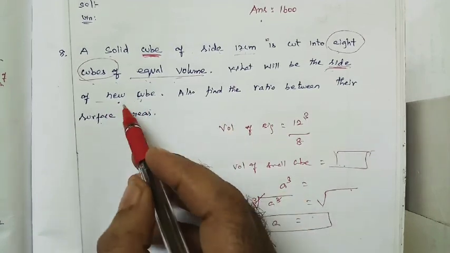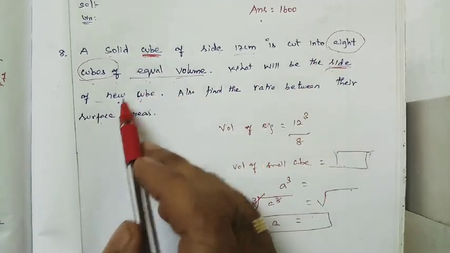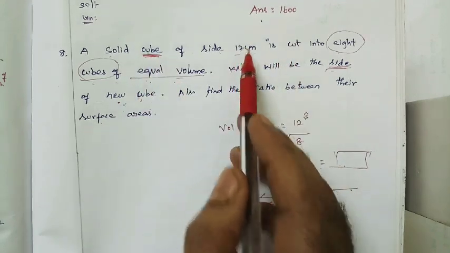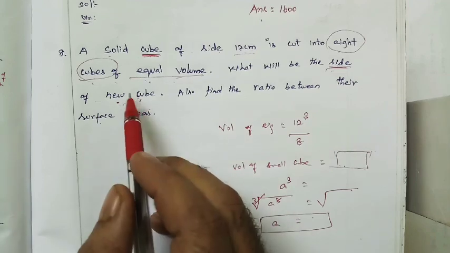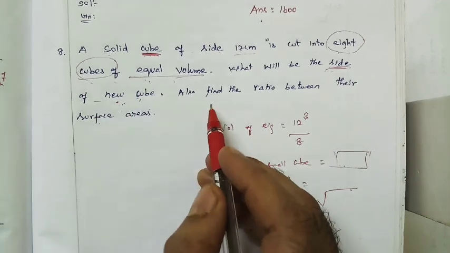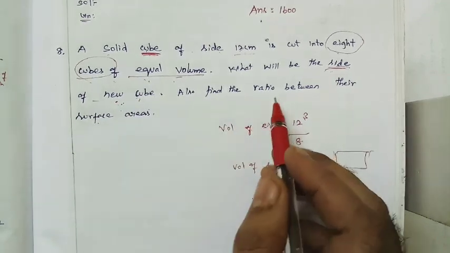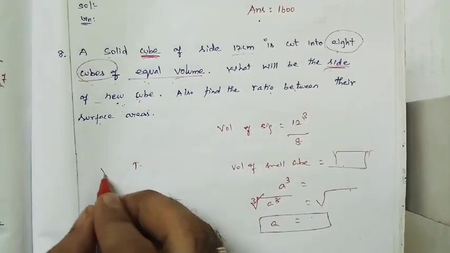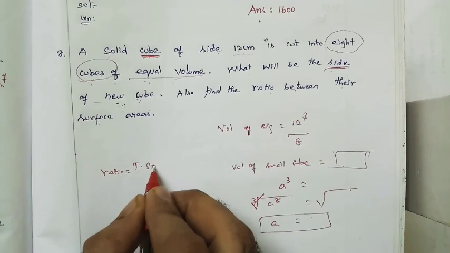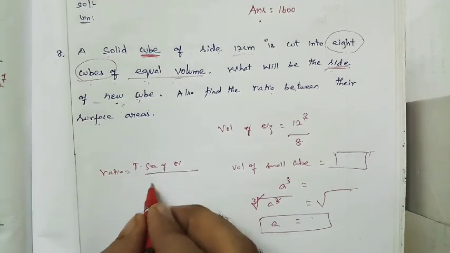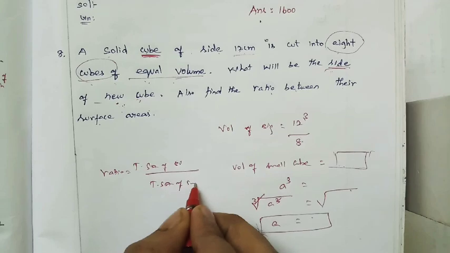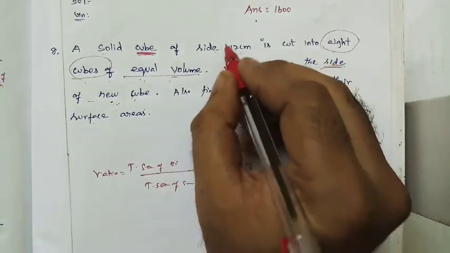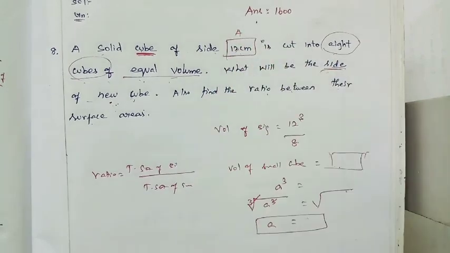So now we know that side of a new cube and side of a big cube and side of a small cube. We know side of a big cube is nothing but 12 centimeter. And after that, we will find the side of a small cube. But what they are asking, once again, they ask you to find the ratio between their surface area. So ratio is nothing but TSA of big cube divided by TSA of small cube. What is the formula of total surface area of cube? 6a square. So this a you can take it as capital A.